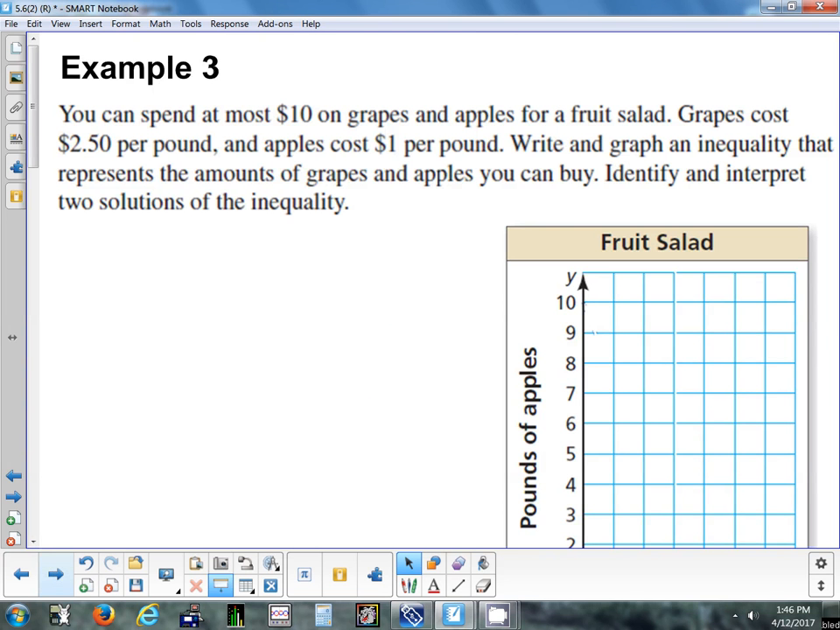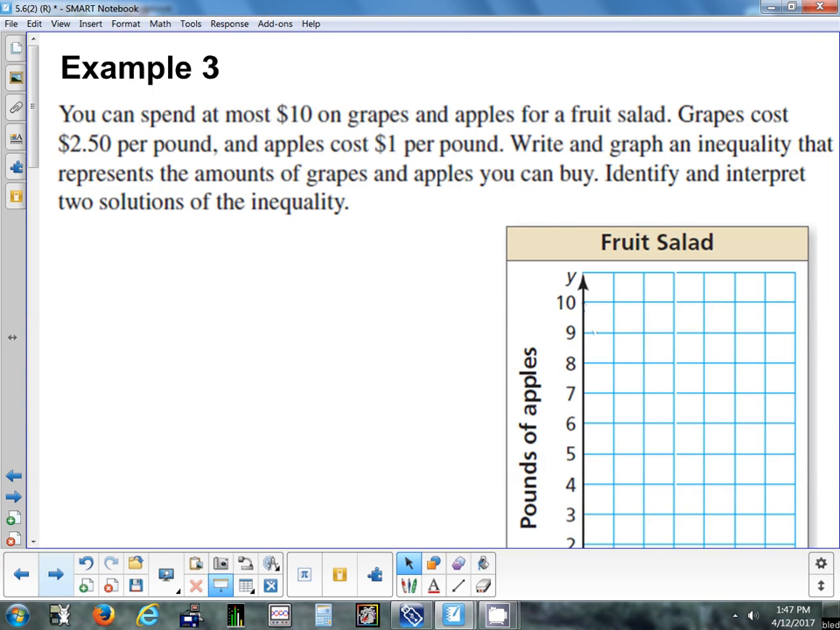Example 3, the last one on the bottom of the page on the back. All right, so this problem says that somebody has at most $10 to spend on grapes and apples to make a fruit salad. What does that mean if they have at most $10? What's another way to say how much they can spend? Close. Less than or equal to. Right? So they have at most $10. That means they can spend up to 10.